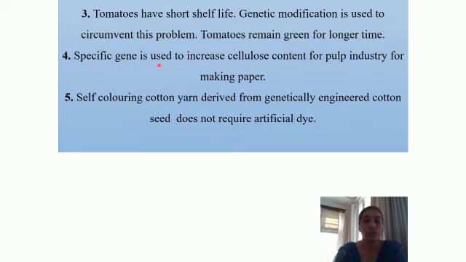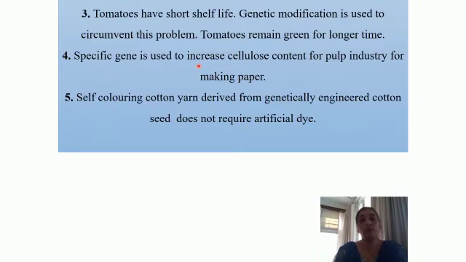A specific gene is used to increase cellulose content for the pulp industry for making paper. Now plants have got cellulose in them. Cellulose is an organic compound, a polysaccharide, a very complex carbohydrate which is made out of a large number of glucose molecules. And this cellulose is present in the cell walls of the plants. The function of the cellulose is to impart rigidity and strength to the plant.